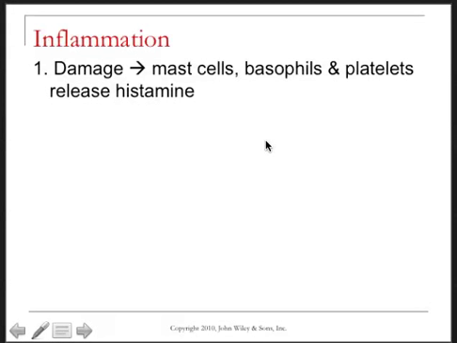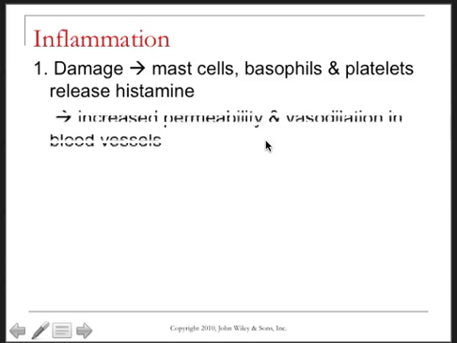Okay, inflammation is the body's response to injury and infection. The damage leads to mast cells, basophils, and platelets all releasing histamine, which has as its effect to increase the permeability and vasodilation present in blood vessels. This is why when we have an inflamed area, it swells up and it gets red, okay? Because what's happening now is we're bringing more fluid to the area. A lot of that fluid is blood, and the redness indicates that there's blood coming to the area, and the swelling, the edema, indicates that there's fluid coming to the area.